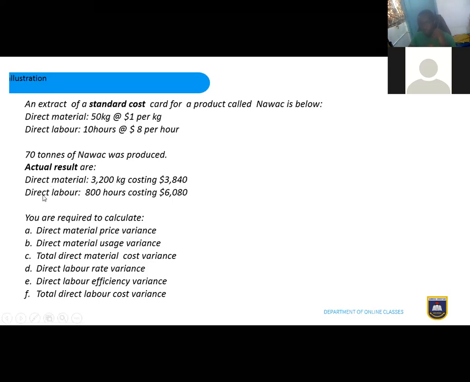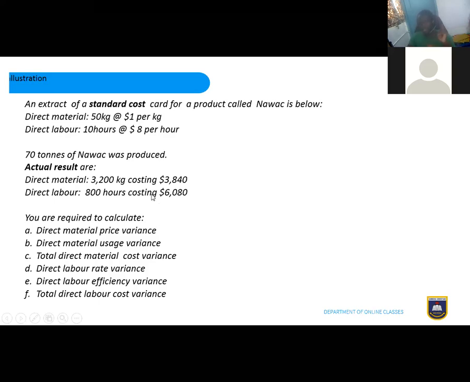So you should take notice of that. Then when we move on to direct labor, the question says 800 hours costing $6,080. So also this one too, the hours that have been spent on the job amounted to $6,080. So this is not the per unit cost of it. So take notice of that one also.